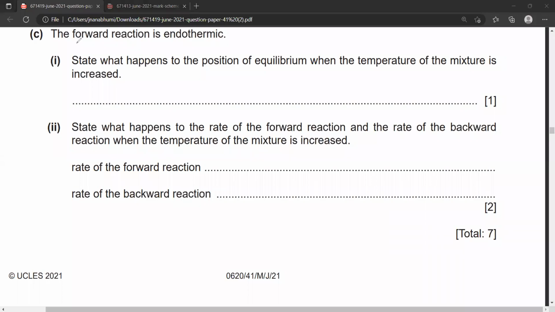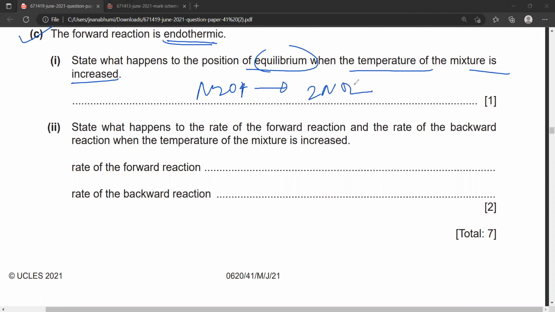So look at the next question. The forward reaction is endothermic, right? So state what will be the position of equilibrium when the temperature of the mixture is increased, right? So when N2O4 dissociates into NO2, this is an endothermic reaction. When temperature is increased, it will go in the forward direction, right?